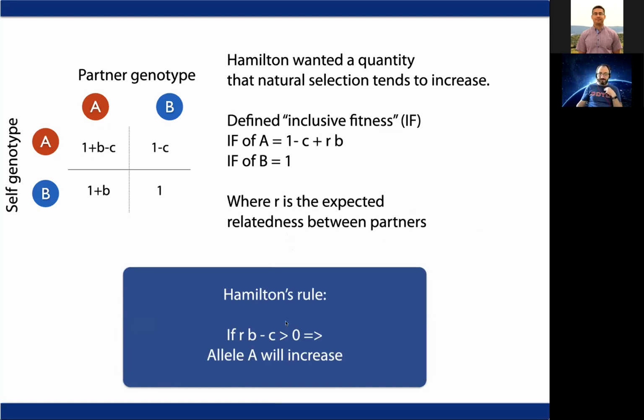And he said if that inclusive fitness effect is positive, then the genotype will increase. If it's negative, then the genotype will decrease. And that makes it very similar to the easy case of haploid population genetics, where there's a selection coefficient S, and if it's positive, then it increases, and if it's negative, then it decreases. So that's how Hamilton formalized selection in social situations.